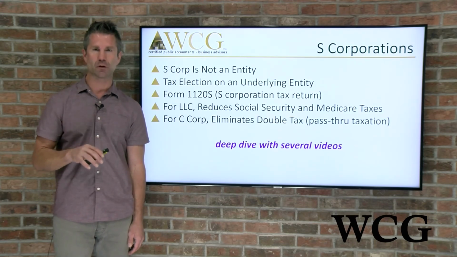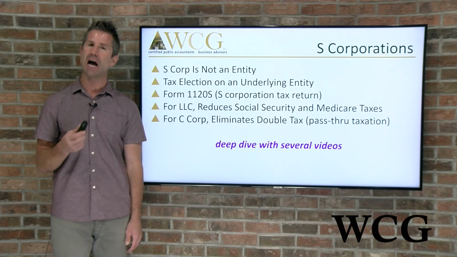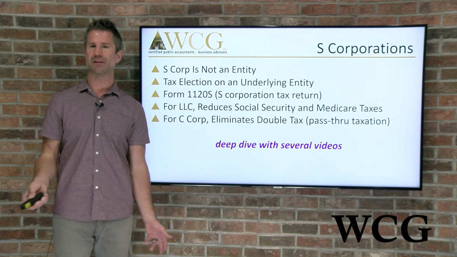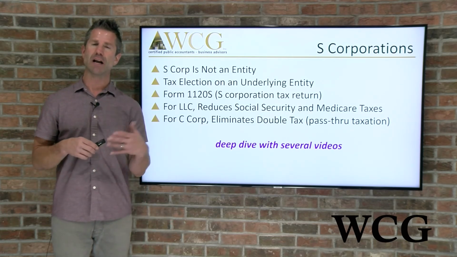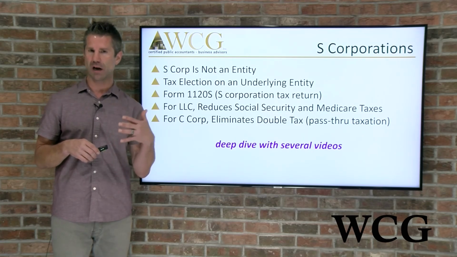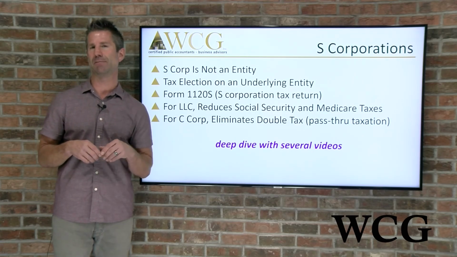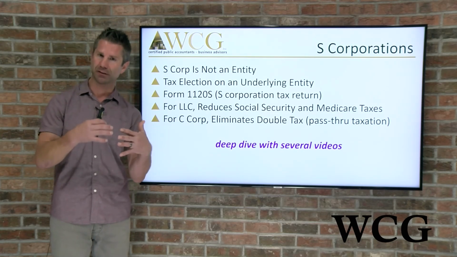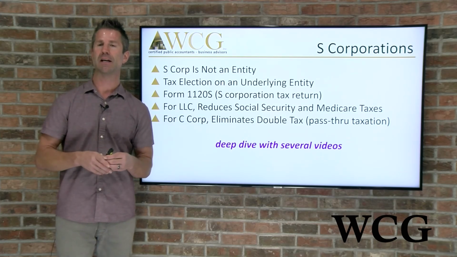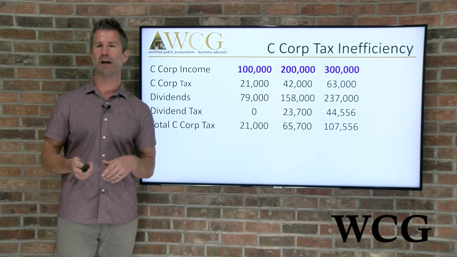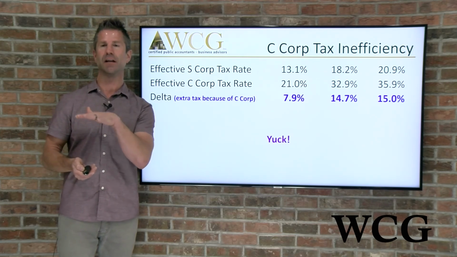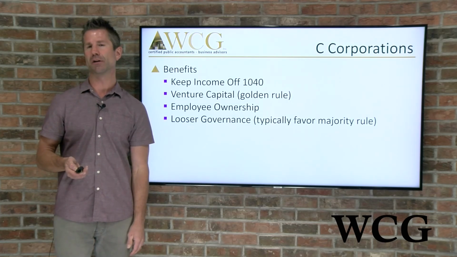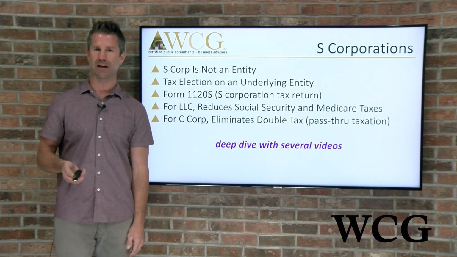Just to touch on the S corporation aspect, S corporations are not an entity, they're a tax election on an underlying entity. The Form 1120S is your S corporation tax return. For an LLC, as you've learned elsewhere, or as you will learn, it reduces Social Security and Medicare taxes, those self-employment type taxes. For a C corporation, in this video, we want to eliminate that double taxation. If I go back real quick, we want to eliminate these deltas. We want to have the tax passed through to the shareholder and paid at the individual shareholder's tax rate.